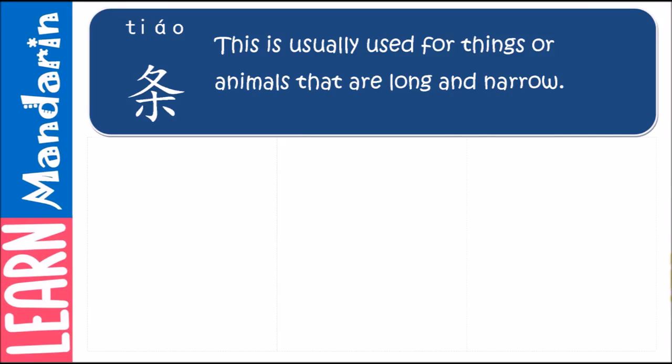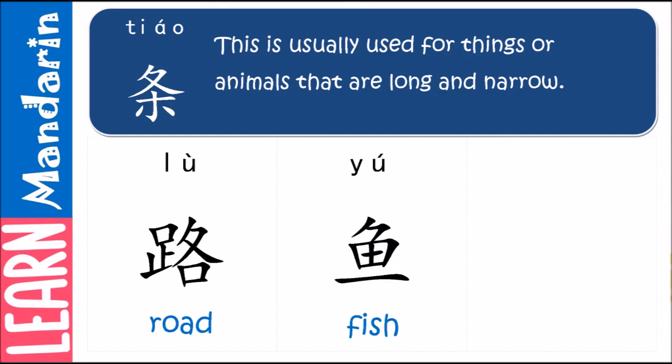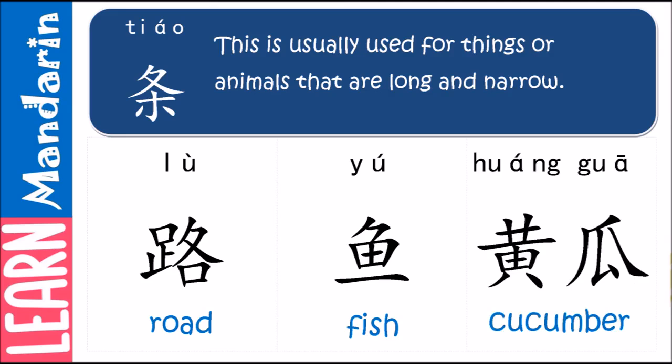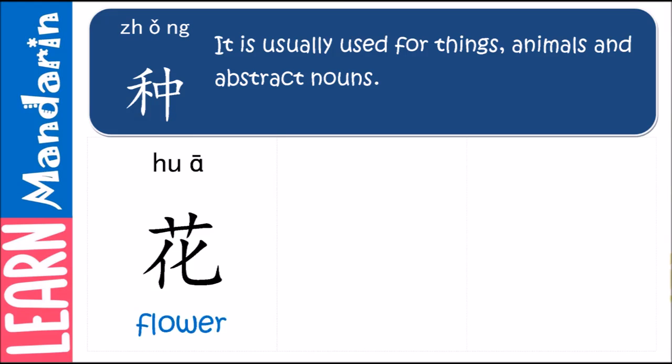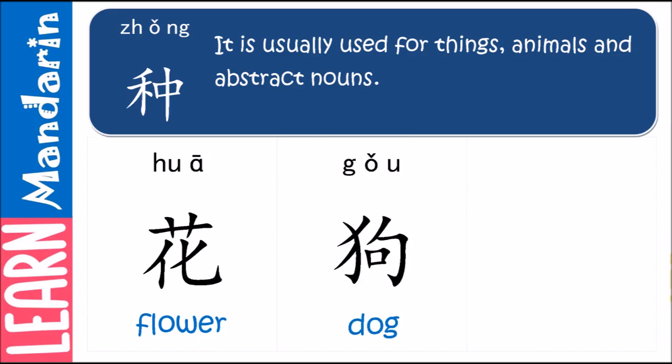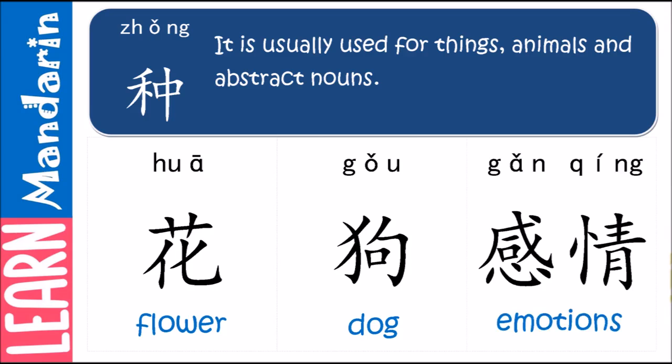The measure word 条 is usually used for things or animals that are long and narrow. Examples of nouns that are commonly paired with the measure word 条 are 鹿、鱼, and 黄瓜. 种 is a measure word that means different kinds. It is usually used for things, animals, and abstract nouns. Examples of nouns that are commonly paired with the measure word 种 are 花、狗, and 感情.